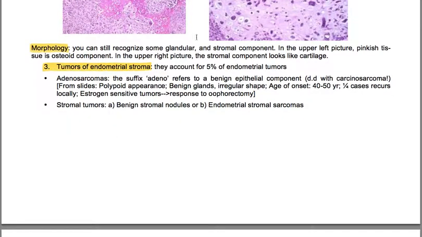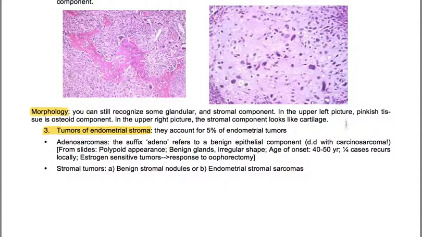Morphology: you can still recognize some glandular and stromal components. In the upper left picture, pinkish tissue is osteoid component. In the upper right picture, the stromal component looks like cartilage. Then we have tumors of endometrial stroma. They account for 5% of endometrial tumors.